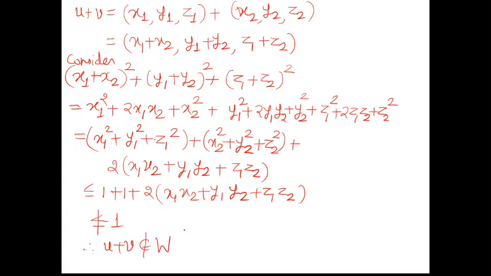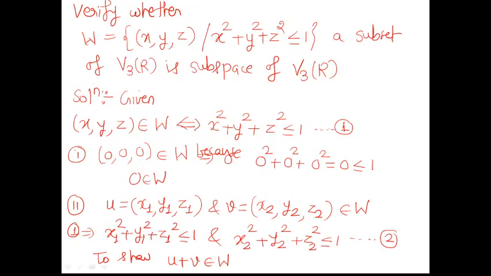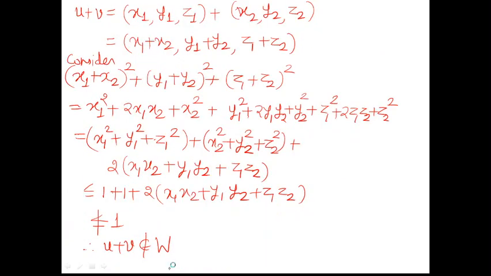So the first condition is satisfied. What was the first condition? The zero element is a member of W. But now the second condition is not satisfied. As soon as one of the conditions is not satisfied, we are free to declare that the given set is not a subspace. So W is not a subspace of V3 of R.